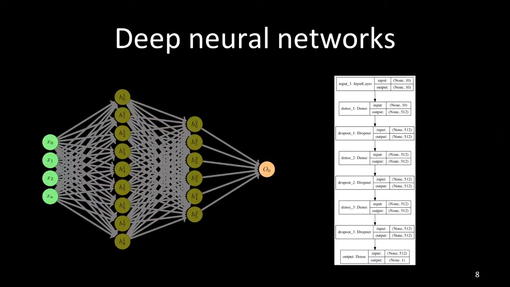So for the deep neural net that we used, first we looked at the multi-layer perceptron, where we have inputs and multiple hidden layers, which are connected to the output. The output is the performance. And the network architecture is shown here.